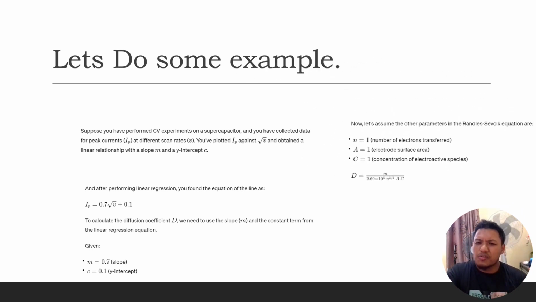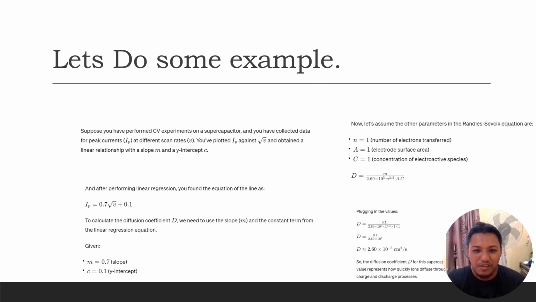After that, you need to define how many electrons are involved. If one, state 1. If two, state 2. Then you need to define the surface area. If your electrode's surface area is 1 centimeter square, just put 1. And the concentration of electroactive species, how many molar? Everything you need to define first. Then you can calculate the D value: just put the gradient divided by all these constant parameters. Then you get your D value in centimeter square per second, because it is a rate you measure in terms of time. That's why it is centimeter square per second.